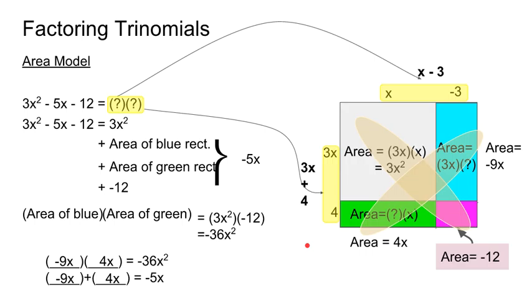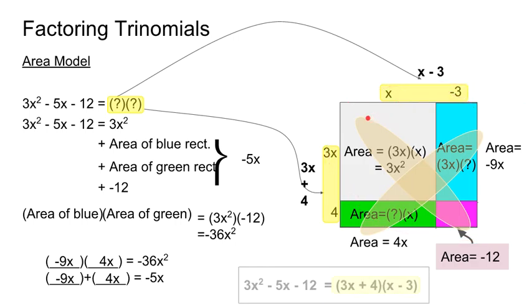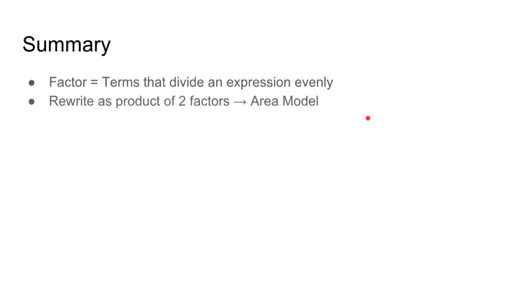So we can write our trinomial, 3x squared minus 5x minus 12, which represented this entire area, as the length times the width, 3x plus 4 times x minus 3. And that's how you can use the area model to factor trinomials. So in summary, a factor, those are the terms that divide an expression evenly. You can rewrite many things as a product of two factors. To do that, use the area model.